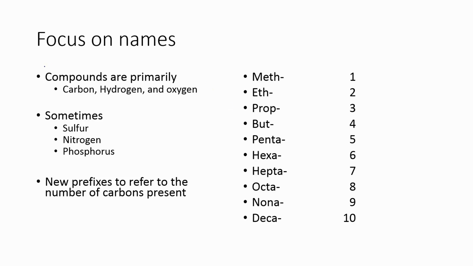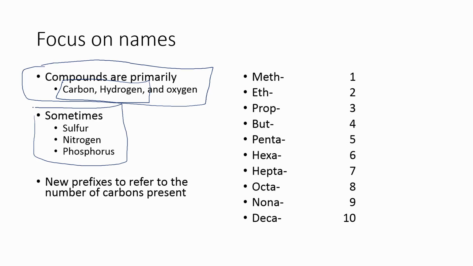Now, the compounds for organic chemistry focus mainly on compounds composed of carbon, hydrogen, and oxygen, and a large portion of them have only carbon and hydrogen. Sometimes we also throw in some extra stuff like sulfur, nitrogen, or phosphorus, but that's a little bit more rare. Carbon, hydrogen, and oxygen are the mainstays.